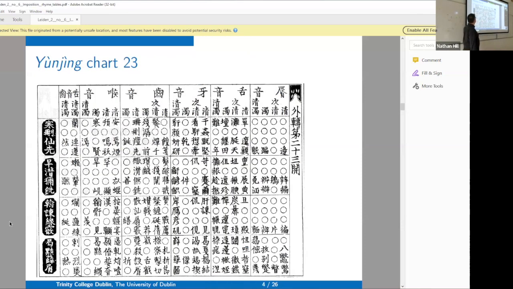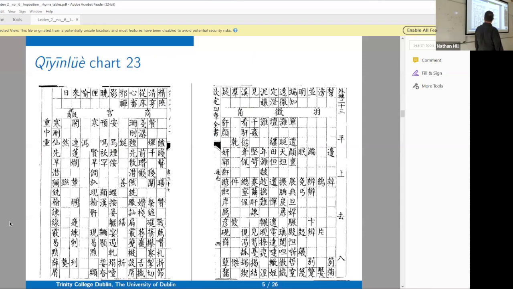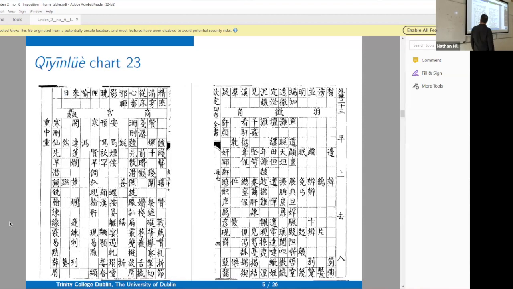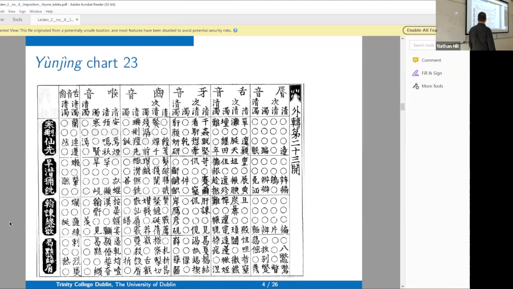Okay, so this is a page from the Yunjing. So now you can imagine yourself opening the Yunjing and seeing this. I will go through how to read it and how to use it now. And then this is the same chart in the Qi Yin Lue. If you keep track of a character, like this character there, you keep your eye on it, and then you see that it's there. It's there. So it's the same. In principle, the stuff on the page should be the same in each one, but of course I haven't checked it exactly. But they have different terminology across the top, if you notice.